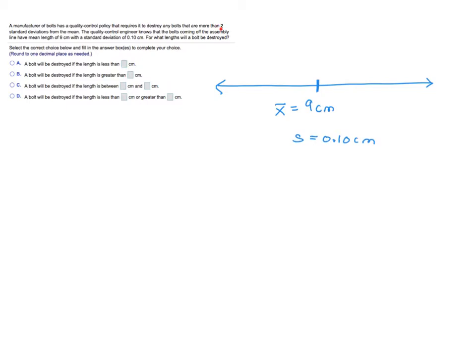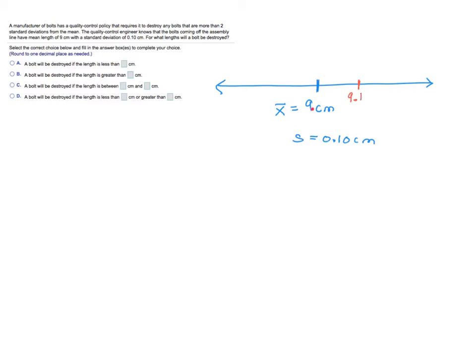To say that you're 2 standard deviations away from this number means you're going to add 0.1 to 9. And you're going to do that twice. So it'll look like this. You'll start at 9 and you'll add 1 standard deviation. So that's going to take you to here, which is 9.1.